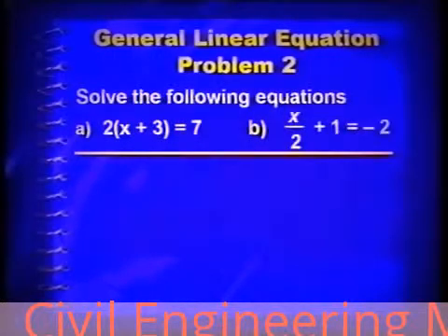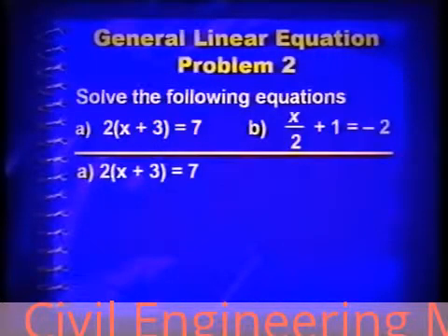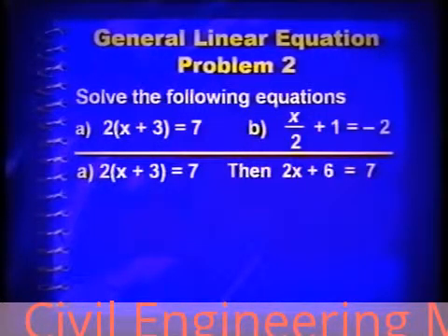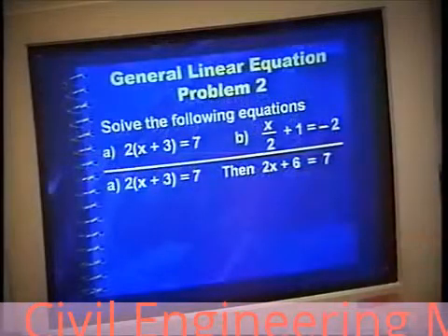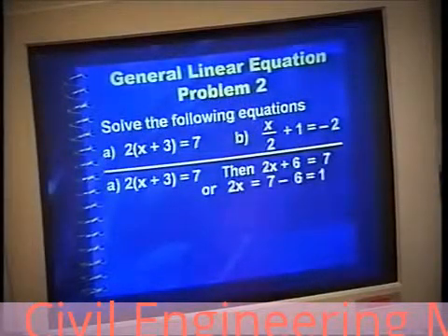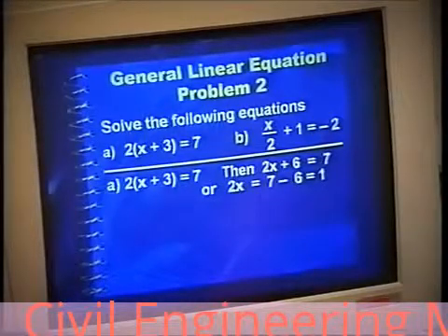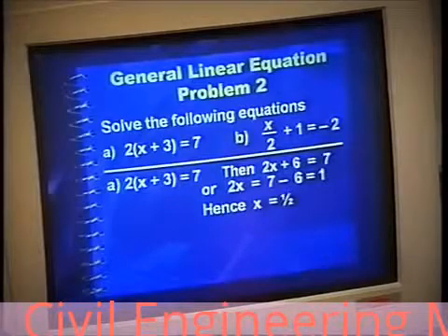Here we've got an example with brackets. 2 brackets x plus 3 equals 7. First of all, we remove the brackets by multiplying the 2 by x and the 2 by the 3 to get 2x plus 6 equals 7. And then we solve in the normal manner. 2x equals 7 take away 6 by means of transposing, so 2x equals 1, x must be a half.